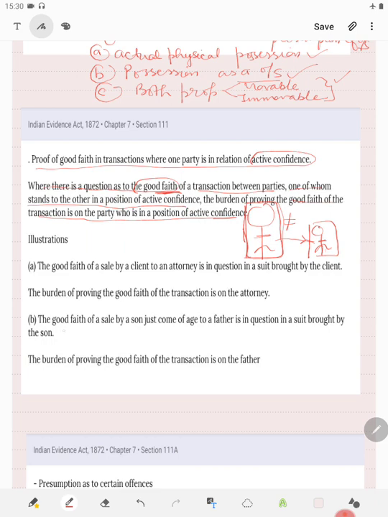The good faith of a sale by a son just come of age to his father is in question in a suit brought by the son. So suppose he is a father and he is the son, and there is a dealing between the two. Son has just come of age means the son has just become a major. Now the question is whether the transaction between father and son was in good faith or not. In that case, as the father is in a superior position, the father will have the burden of proving good faith. So the burden of proving good faith of the transaction is on the father.